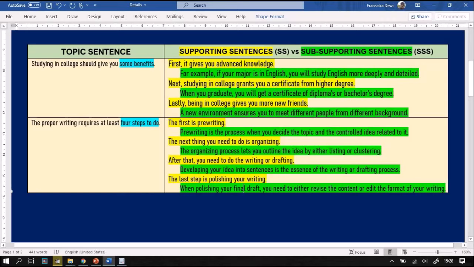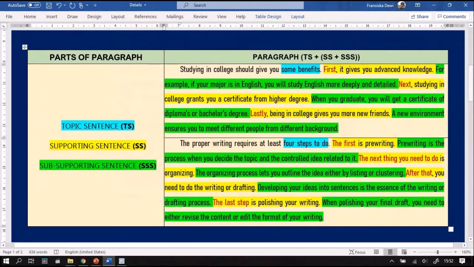For example, the first topic sentence, study in college should give you some benefits, and then the first supporting sentence is to give advanced knowledge. So here I give additional information by giving an example. For example, if your major is in English, you will study English more deeply and in detail. So this sub-supporting sentence supports the idea that studying in college gives you advanced knowledge, which is the first benefit of studying in college. In the full paragraph form, you will see it like this.